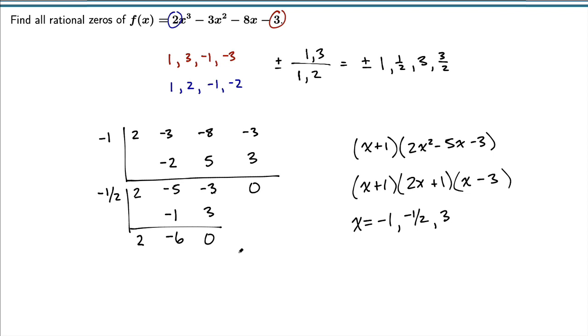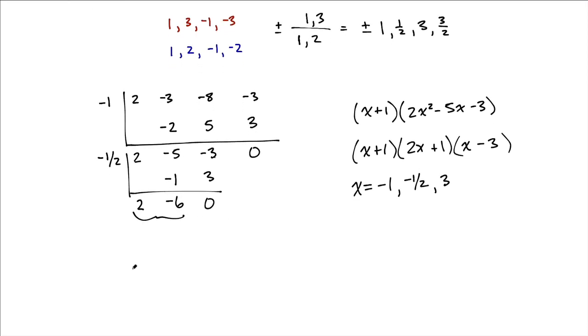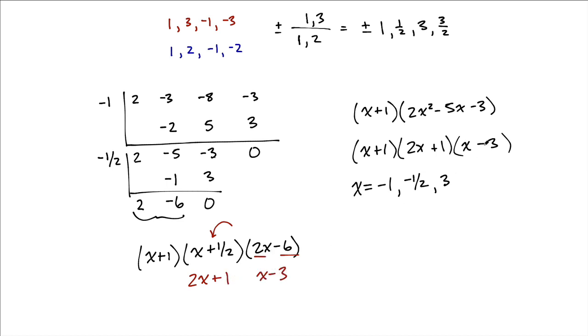Okay. Now notice that this gives us an x plus 1, and then this gives us an x plus 1/2, and this gives us 2x minus 6. Notice it looks different. However, if you were to pull a 2 out of this factor here and put it with this one, we'd get a 2x plus 1, and then right here we'd end up with just x minus 3. We'd end up with the same thing.